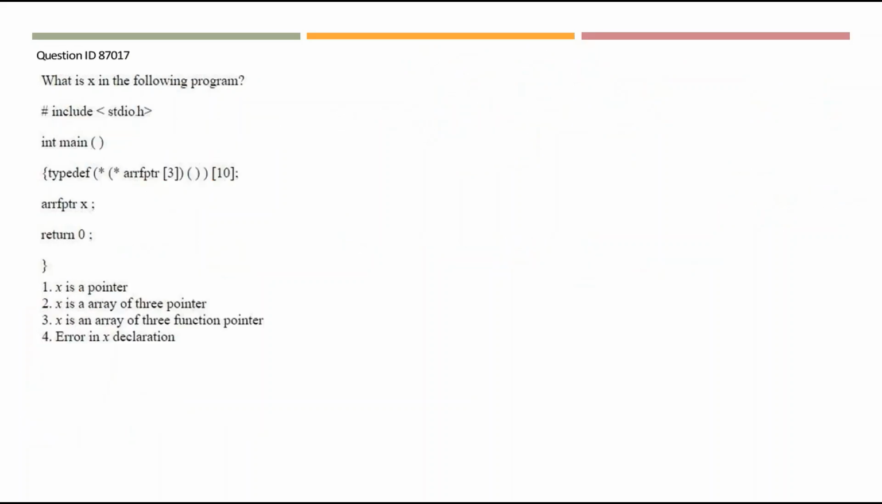Next question, what is X in the following program? Let's see the program. So first we will take this part. Array F PTR of 3. So pointer of array is declared and here you have the function symbol and then we have placed a pointer again here and we have an array again.